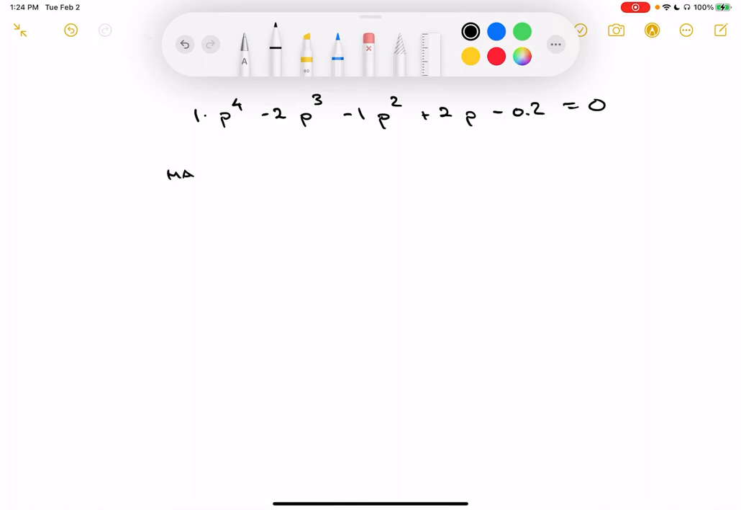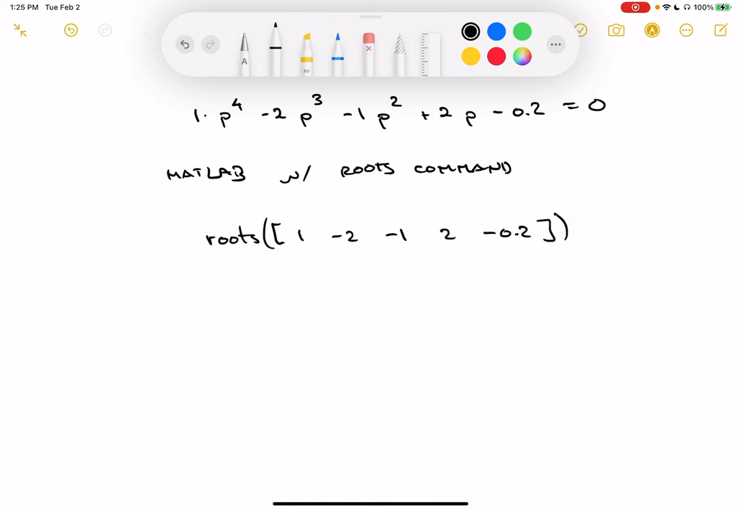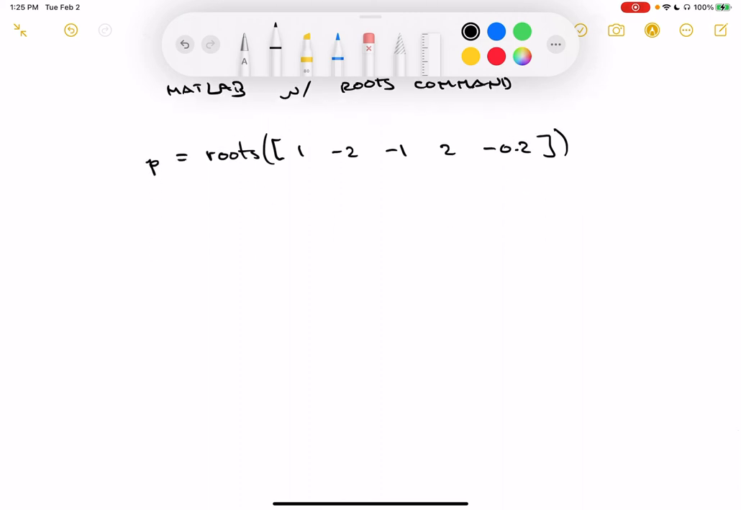So I'm going to go off to MATLAB, which provides a nice built-in function for finding the roots of polynomials. With its roots command, I can find the roots of a polynomial whose coefficients are 1, minus 2, minus 1, 2, minus 0.2, and set that equal to my candidate p's. Let's give myself a MATLAB prompt. MATLAB would respond by saying p calculated in this way is equal to 2.0315, minus 1.0315.